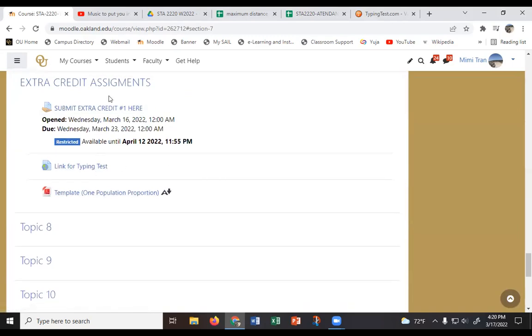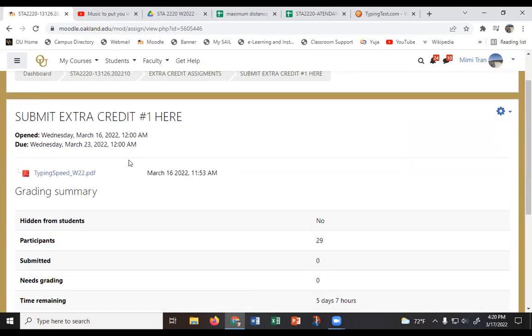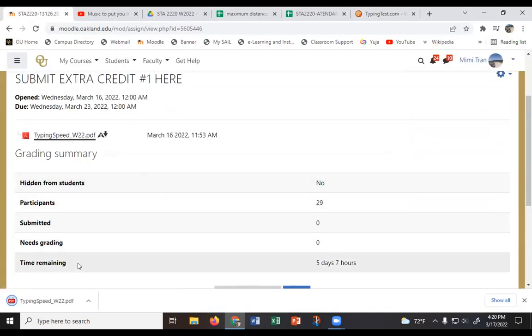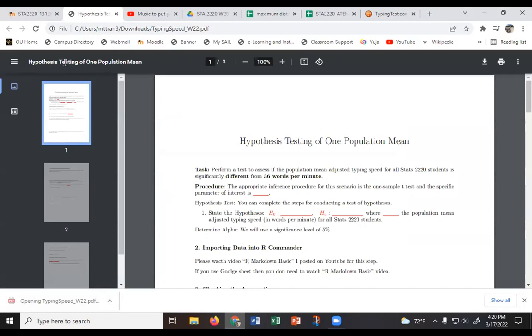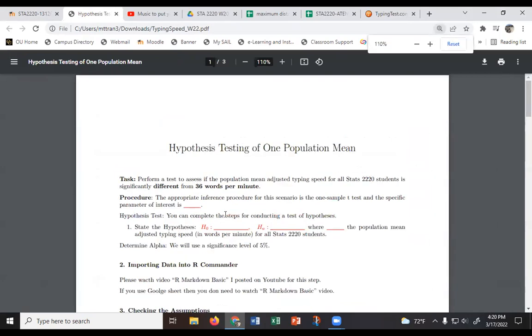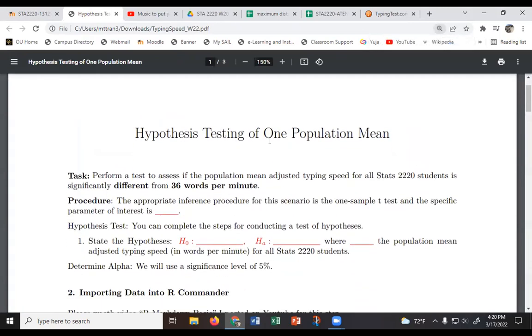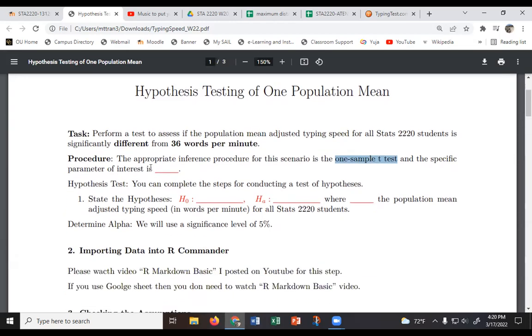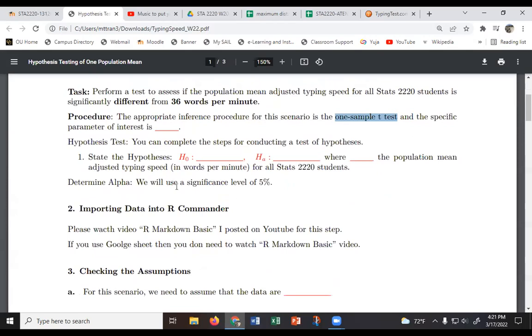Okay, so I pulled a template for you. I'll talk about it. You go here, typing speed right here. So we're going to talk about one population proportion. It is a one sample t-test, I told you in the beginning. Because I don't have sigma, I don't even have the true mu. For the red line, please fill it in. Just fill them in. This is the hypothesis testing, which we're going to do next.